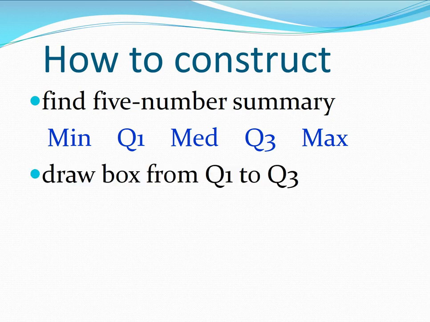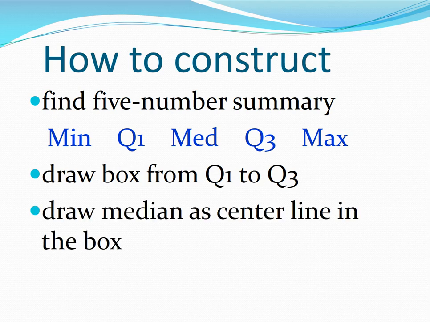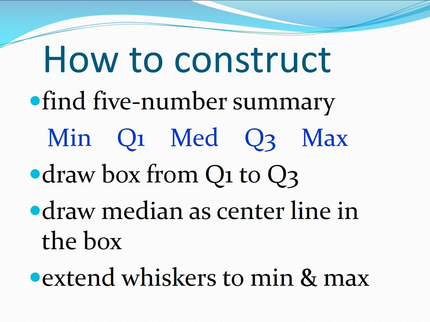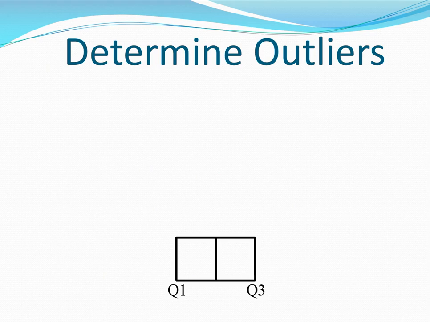You draw the box from Q1 to Q3. That's why it's called a box plot, because it has a box in it, and the box goes from Q1 to Q3. The median is the center line, right down the center of the box, and then the whiskers, you may have heard these referred to as box and whisker plots. The whiskers go from the minimum up to the box, and then from the box up to the maximum. So let's take a look at one. So here's our box from Q1 to Q3.